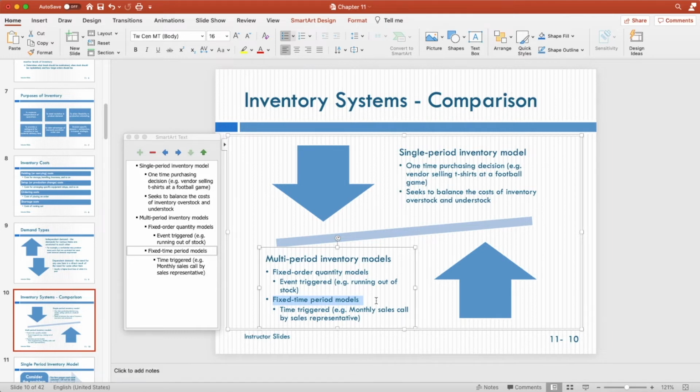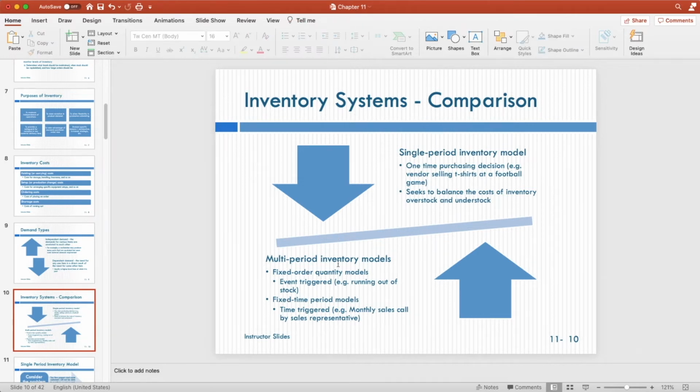Okay, so you see that no matter in the fixed order quantity model or the fixed time period model, one thing is fixed and one thing is variable. Make sure you understand which thing is fixed in which model and which thing is variable in which model. We will talk about these two models in detail later. Here let's focus on the single period inventory model.